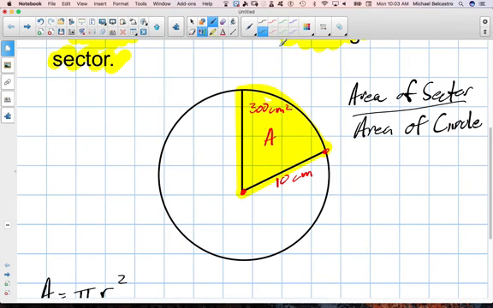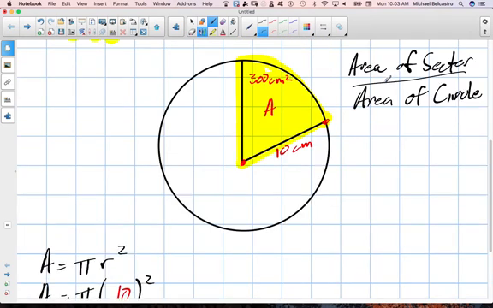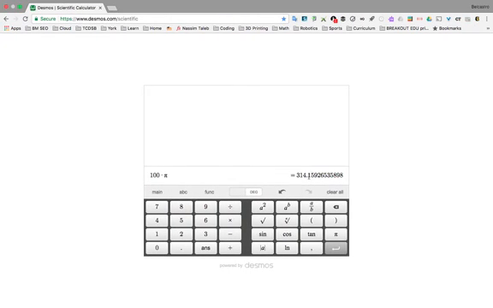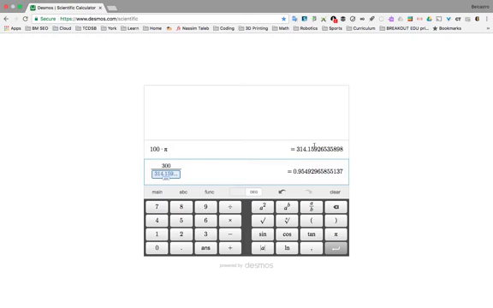I can already tell you this is definitely not to scale. So area of the sector, well, the area of the sector was 300, and the area of the circle was 314.16. In fact, because I have this answer here, I can actually be much more exact. I can take the number 300, and I can divide by my answer from above, and there we go.